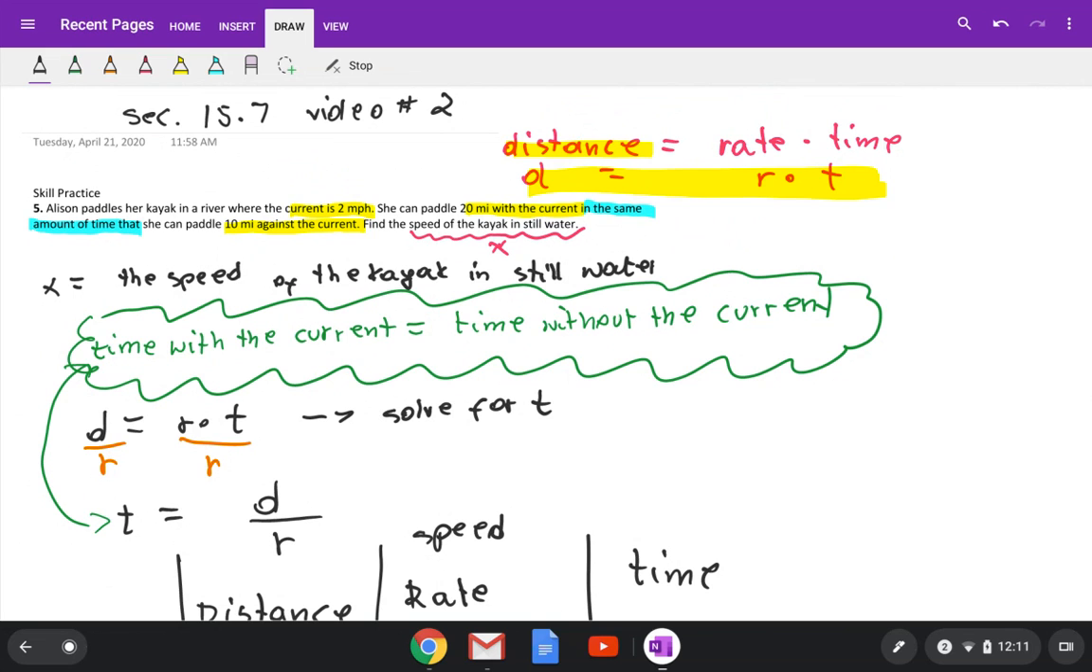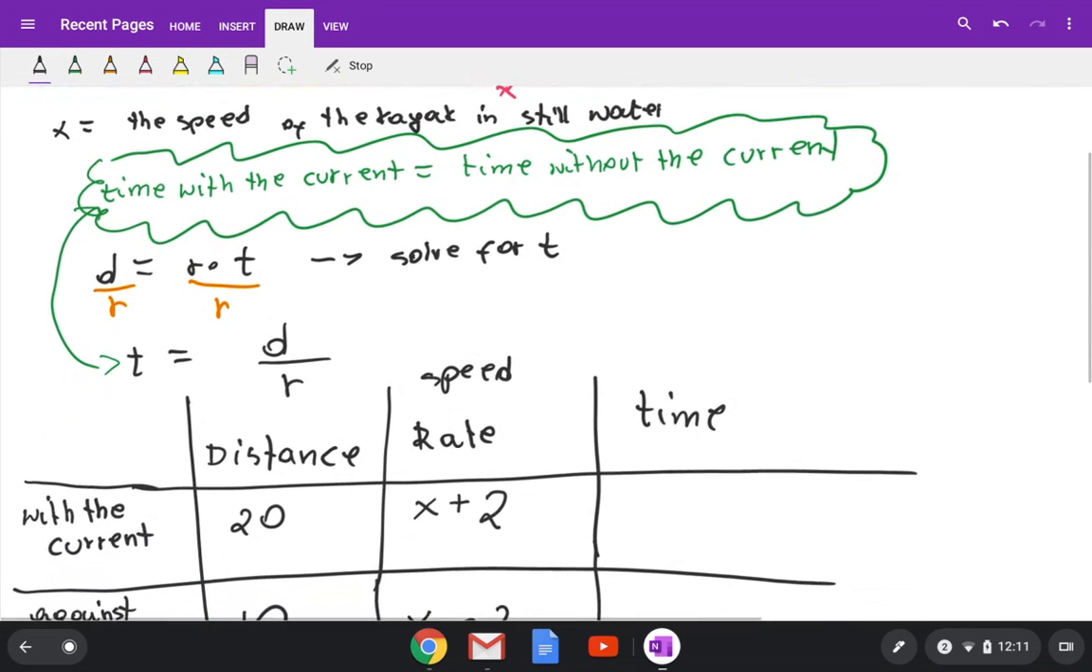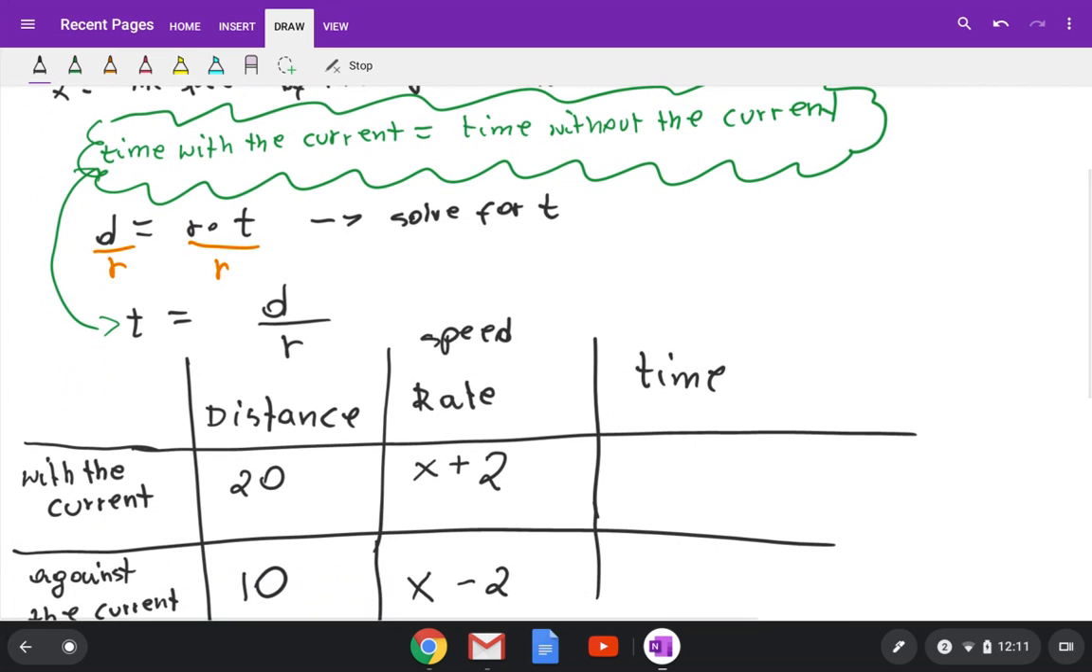They're saying that she can paddle 20 miles with the current. In the same amount of time, she can paddle 10 miles against the current. So we know that we're talking about the same time with the current and paddling back against the current. So again, to calculate the time, I use the distance formula. I rearrange that formula and I know the time is distance over rate. Okay, that's right here. Time is equal to distance over rate.